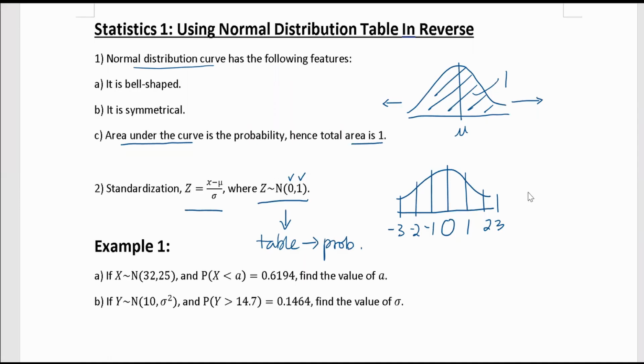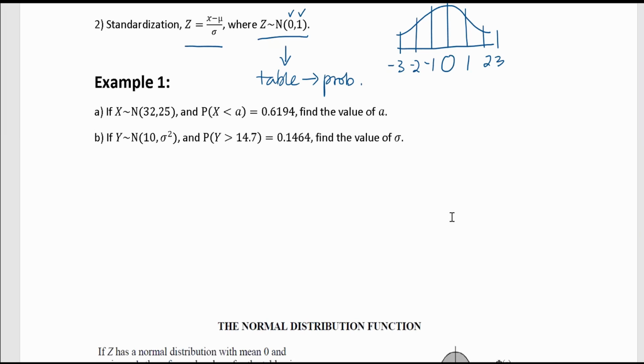Let's see example 1, part A. When you are given X as a normal distribution, capital N stands for normal distribution with the mean. The first value must be the mean, 32. The second value is the variance, 25. All right. So now we are trying to find the probability of X less than a small letter a, and the probability is given as 0.6194. So find the value of a.